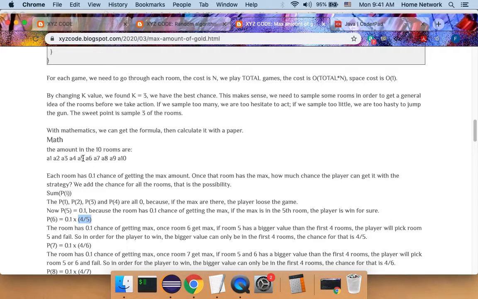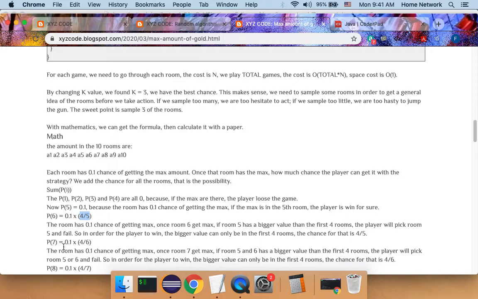The reason is there are 5 rooms. If the maximum is at room 5, among those 5 rooms, the player will take from room 5 instead of from room 6, and it will fail. So only when the maximum amount is in the first 4 rooms will the player not take from room 5. So that chance is 4 over 5.